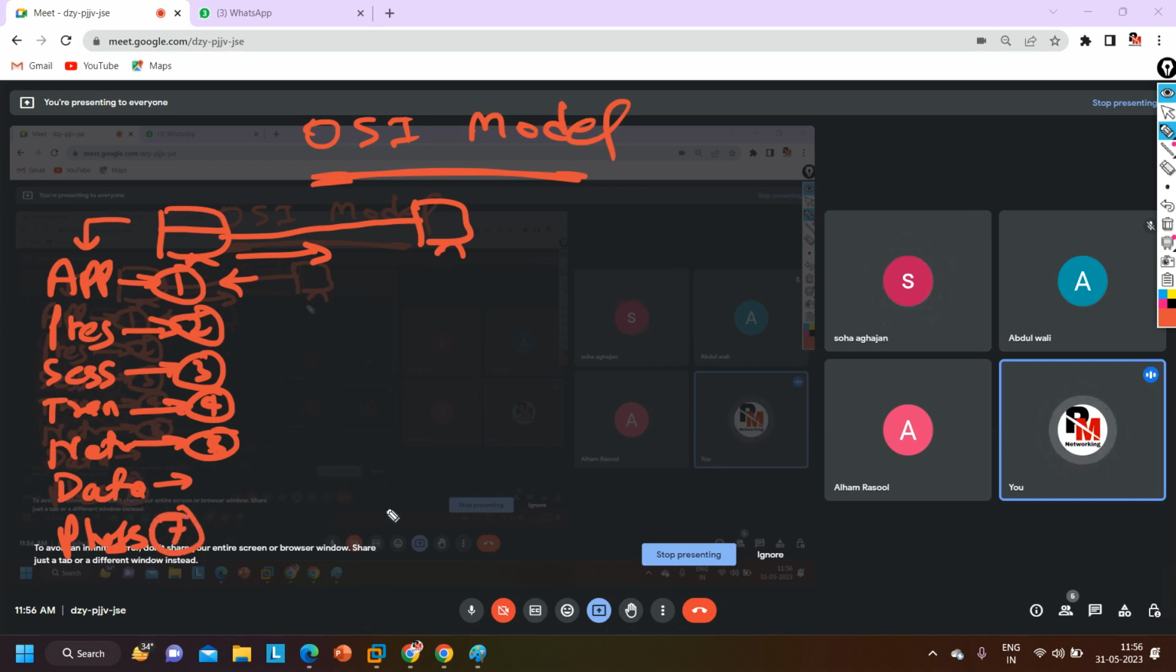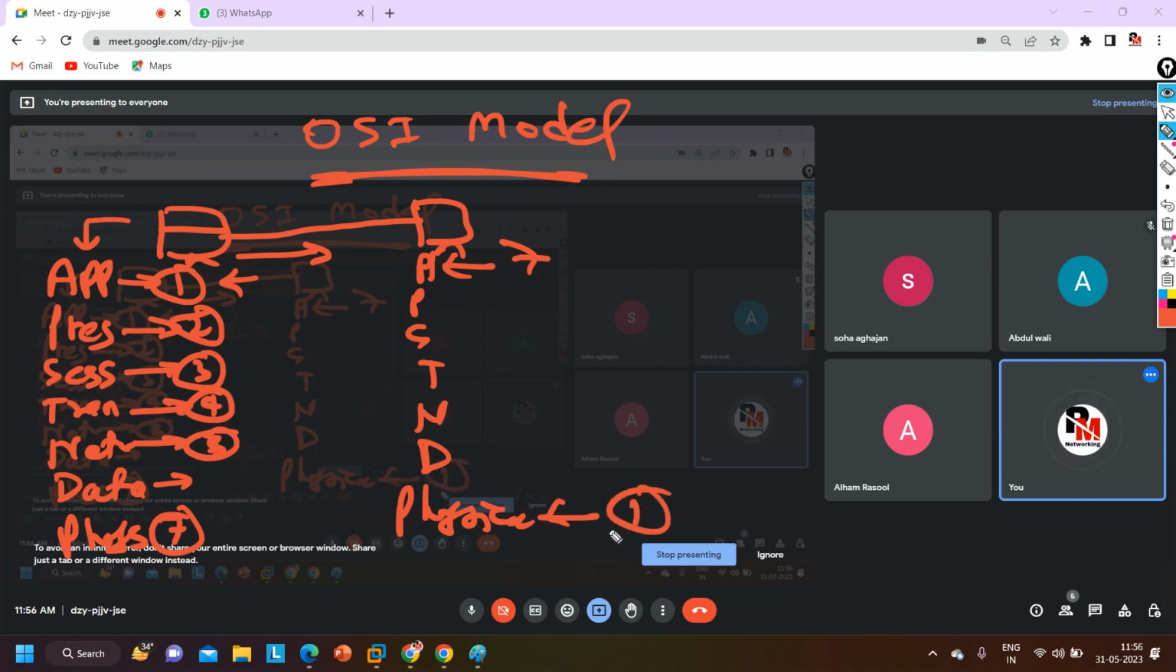And when the receiver machine receives data at the physical layer, it hands over to the data link layer, then to the network layer, then to the transport layer, session layer, presentation layer, and application layer. So for the receiver, the application layer is the 7th layer and the physical layer is layer 1. Getting my point?